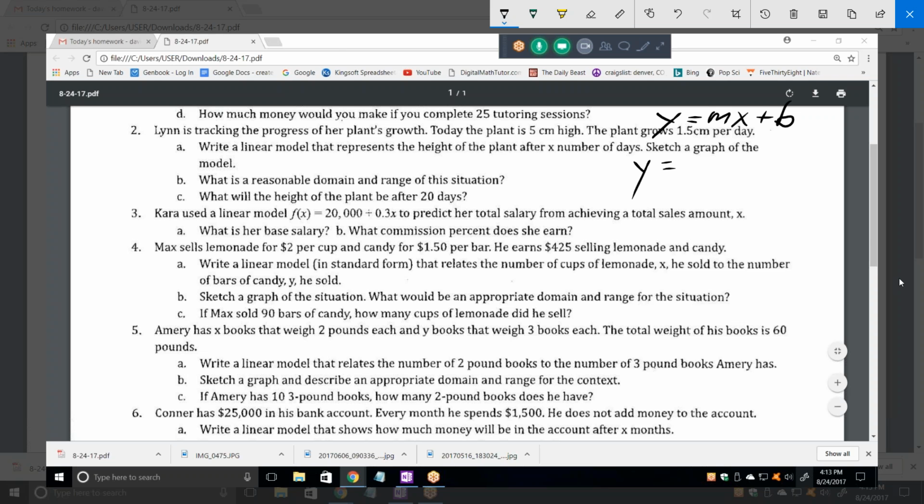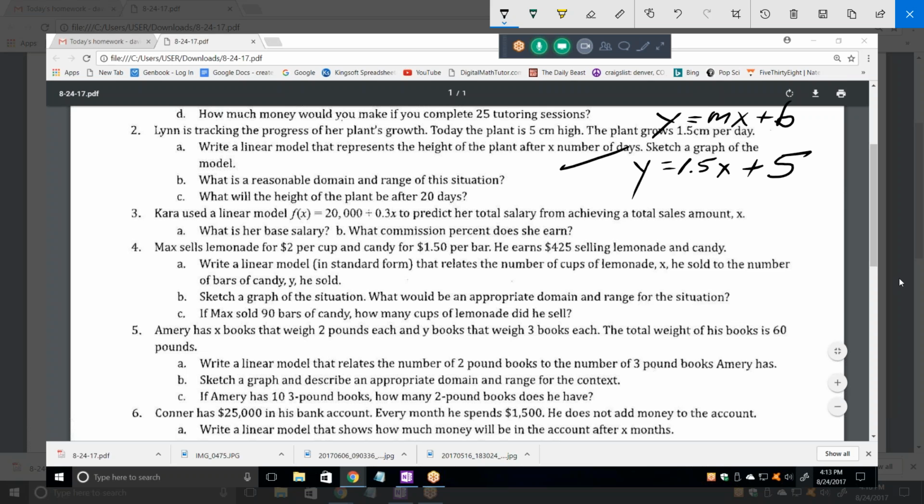What's b going to be? What's the height of the plant when x is 0? It's 5. That's what b is. Now, what's m? How fast does the plant grow every day? In other words, what's its rate of change? 1.5. So it's 1.5 times x, which is how many days go by. Okay? Right. Now, let's check that and see if that fits.